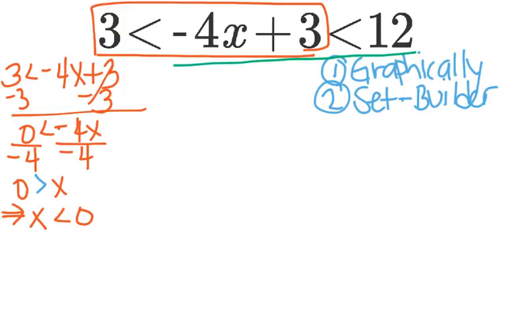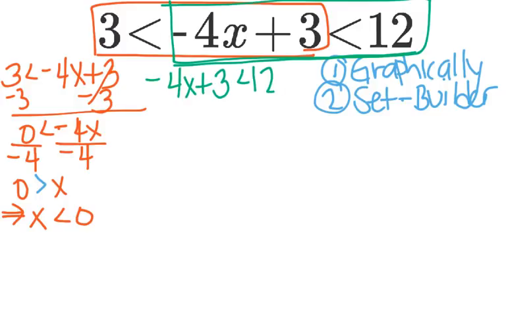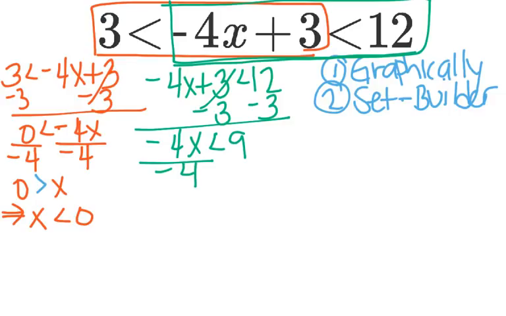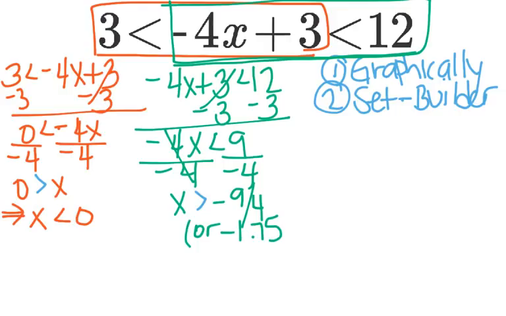Okay, so now for the other half, this guy, I'm going to solve him too. Same idea, subtract the 3. And again, I need to make sure I flip my sign when I divide by a negative 4. So this will now read x greater than negative 9/4, or if you prefer, you can also write the decimal equivalent since it's a terminating decimal, so I'll just put that in parentheses.